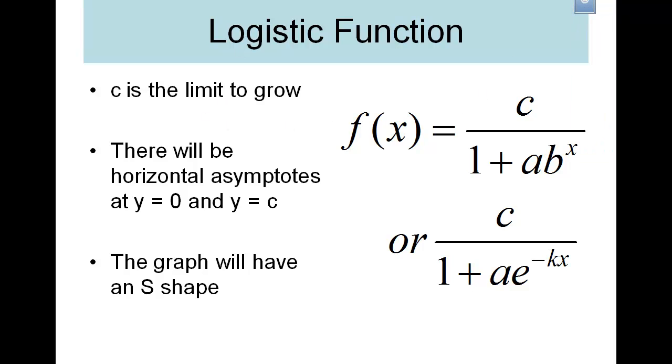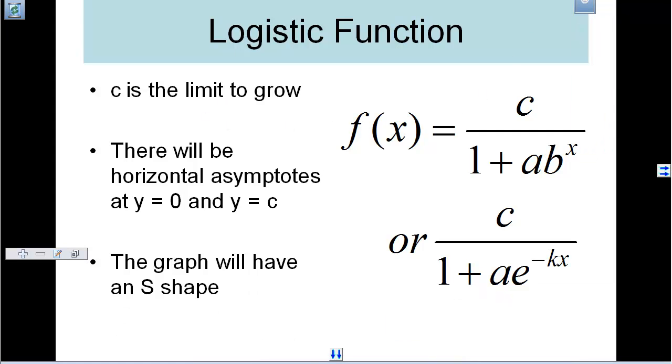So c, the value that we just talked about earlier, is going to be our limit to growth. Notice that in the equation, c is on the top, or the numerator here. We also have one of two forms that you can look at this equation. The way that I prefer to look at it is this first one, where you've got c over this quantity 1 plus ab to the x. The other one involves the value of e, and that just has a different denominator. It'd be 1 plus ae to the negative kx.